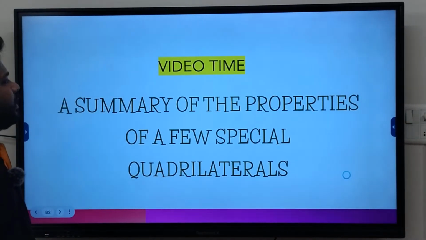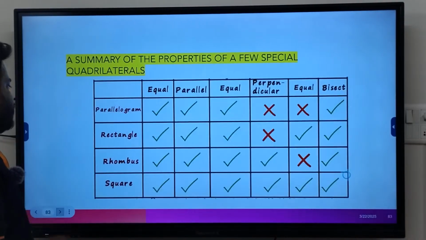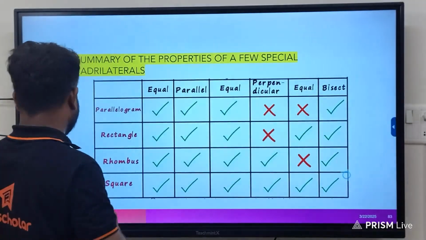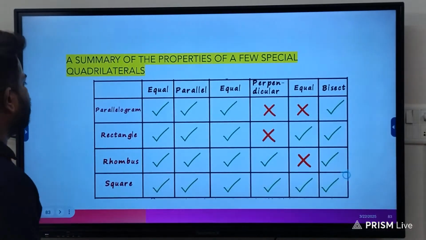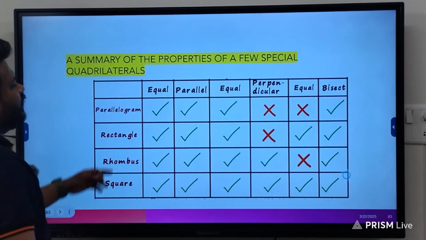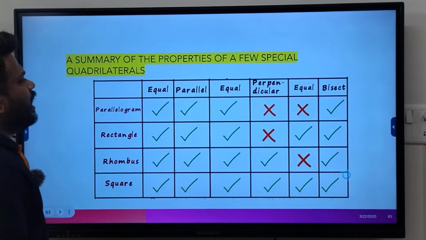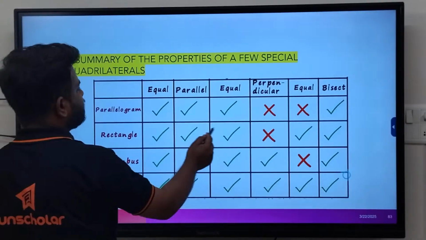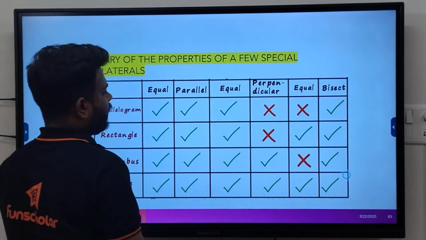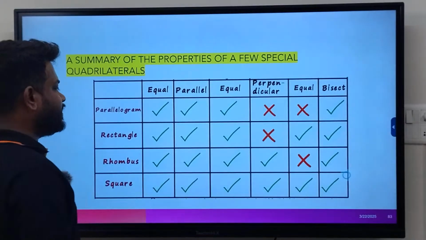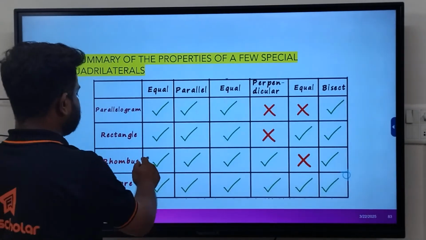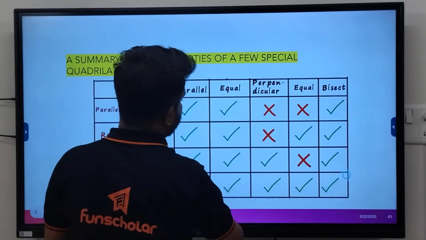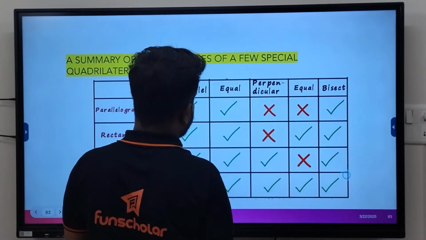Okay, another video, a summary of the properties of a few special quadrilaterals. You can just watch this table to get to know about it. For parallelograms, sides are equal and parallel. For rectangles, diagonals are not parallel, but diagonals are equal and they bisect each other. For rhombus, sides are equal, sides are parallel, diagonals are equal, diagonals are perpendicular.